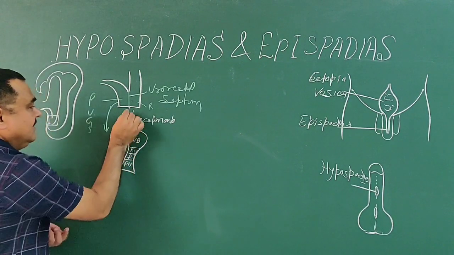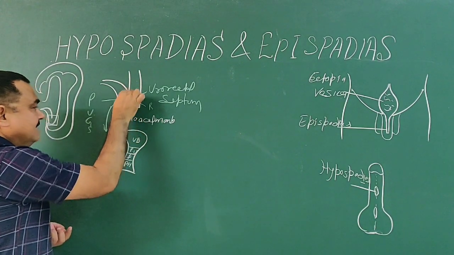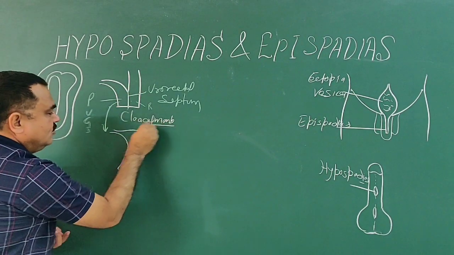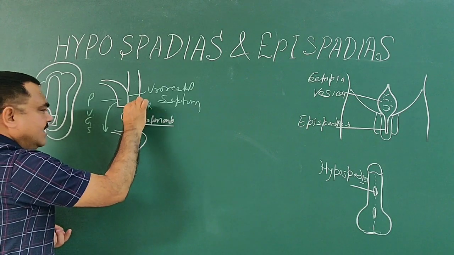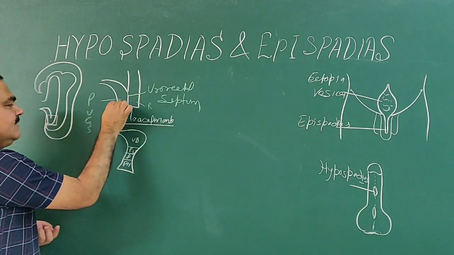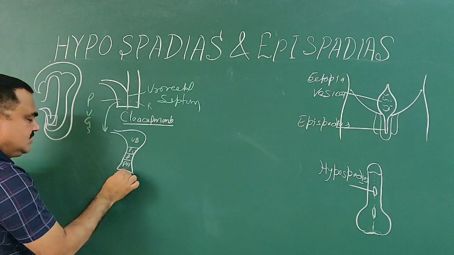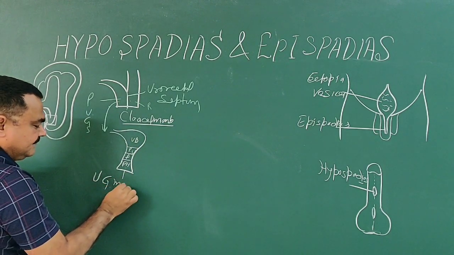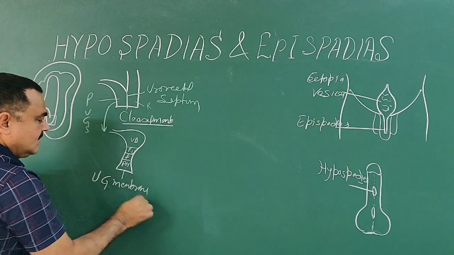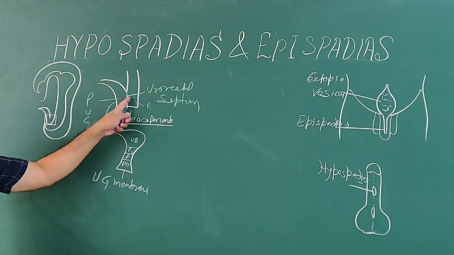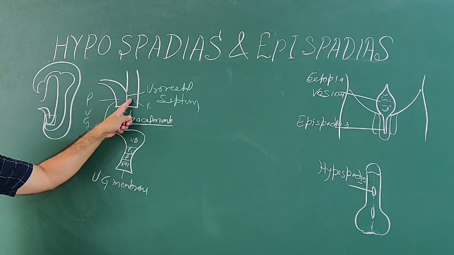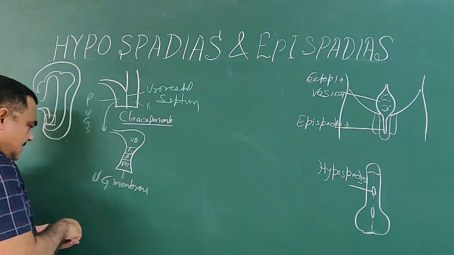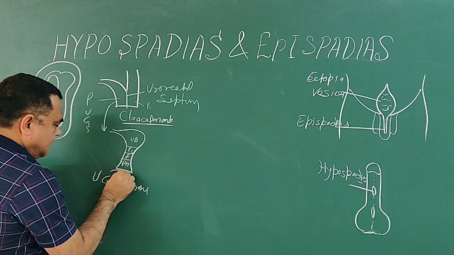And with the formation of this septum, this cloacal membrane is divided into two parts. This membrane is the anal membrane and this membrane is the urogenital membrane. This cloaca develops endodermally. This is the endodermal origin, and here this is the ectodermal line.